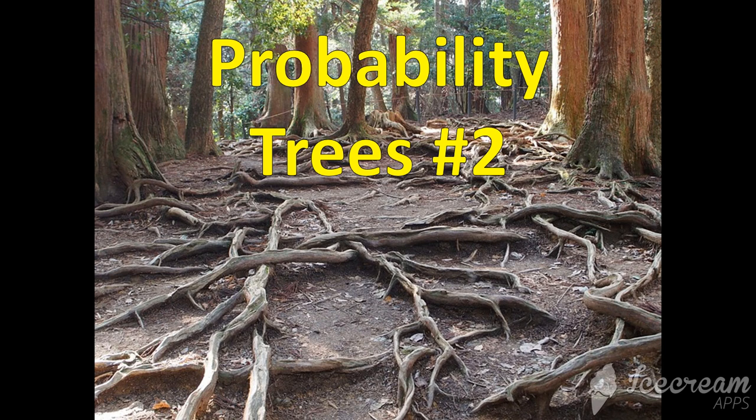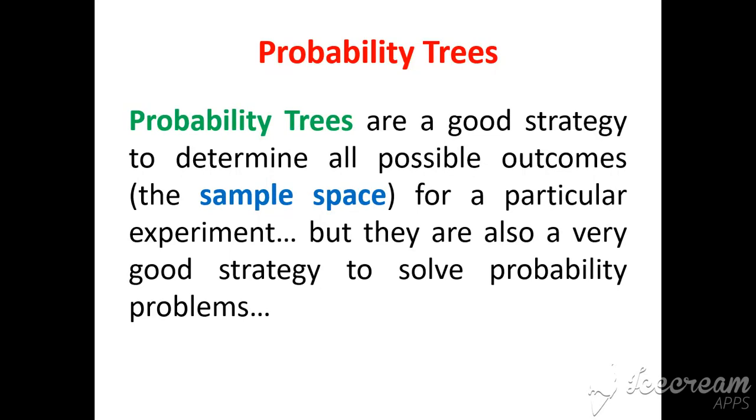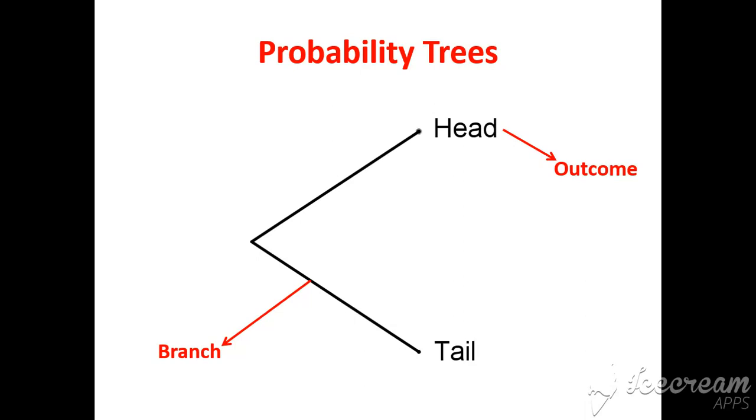In this video, we're going to chat about probability trees again. We know they're a good strategy to determine all outcomes for an experiment, but they're also very good to solve probability problems. So far, this is what we chatted about in the first video. We have branches, and at the end of the branch, we write each of the outcomes. Now we're going to chat about the idea of adding a probability, a number to each branch, the number representing the probability for each outcome occurring.